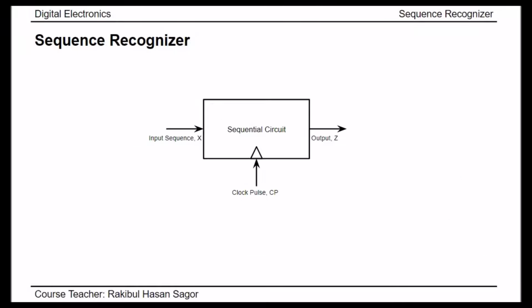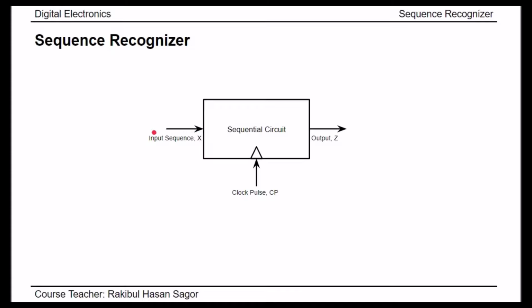Next, we will start a new topic, that is sequence recognizer, or sometimes it is called sequence detector. How it works? If we see this block diagram, we can describe the operation of sequence recognizer. In this block diagram, we can see we have a sequential circuit inside this box. There will be an input through which an input sequence will be sent.